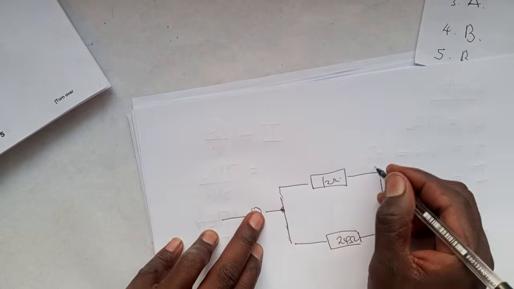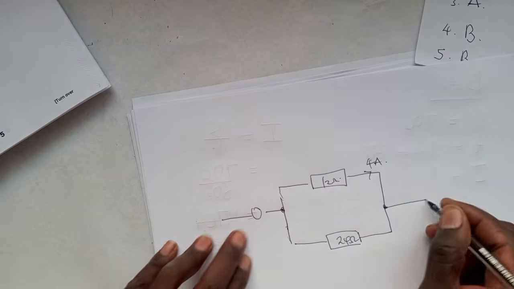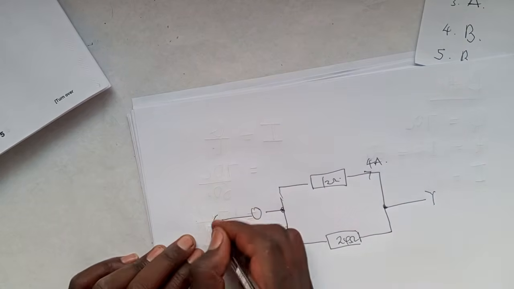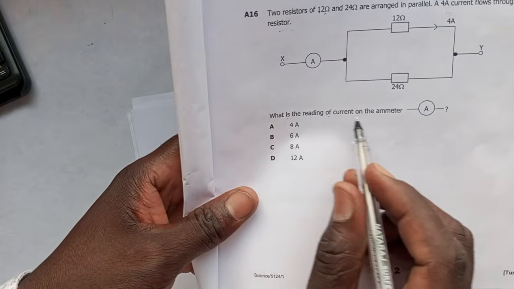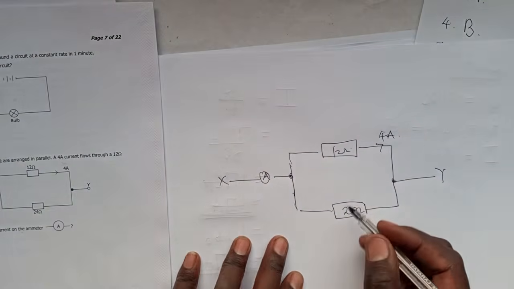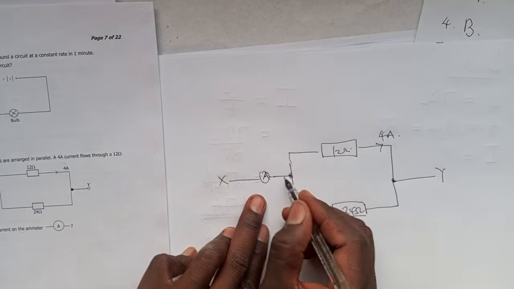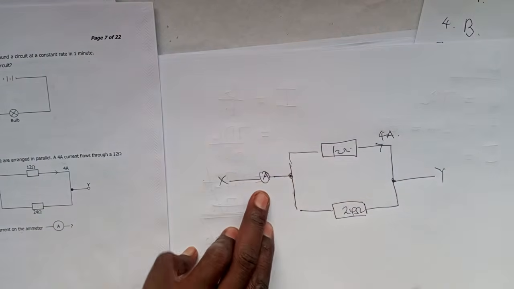So now we are told that there is a 4 amp current flowing here. This is Y, this is X, and this is A. Probably we don't know what A is, because the question is asking for the reading of current on the ammeter A. So this is what you need to know. Current will always flow where there is less resistance. Most of the current will flow where there is less resistance.